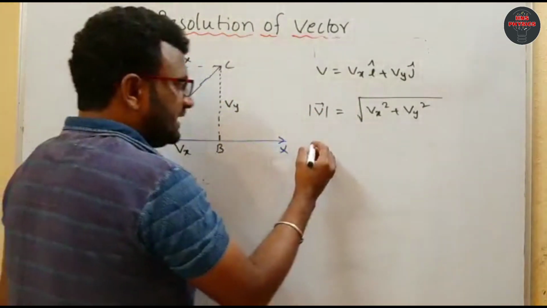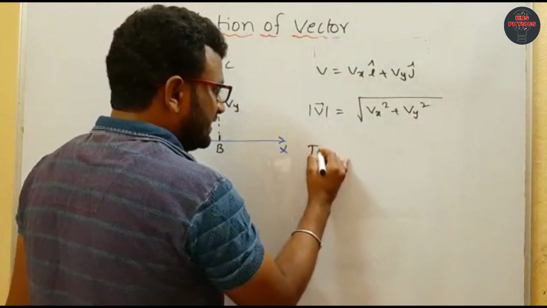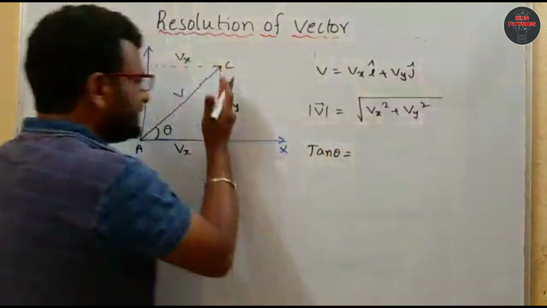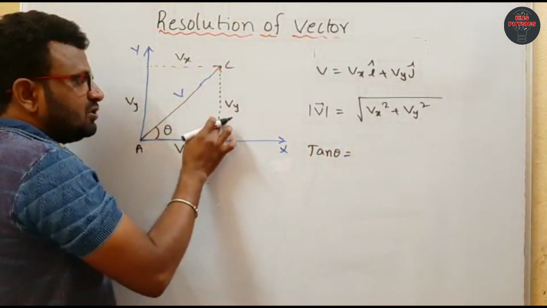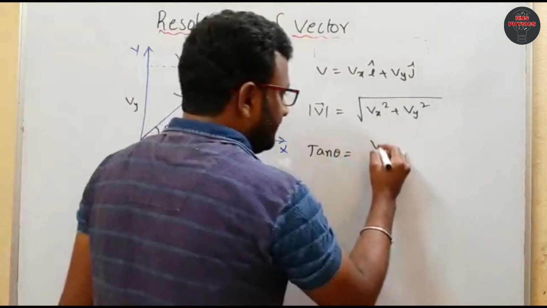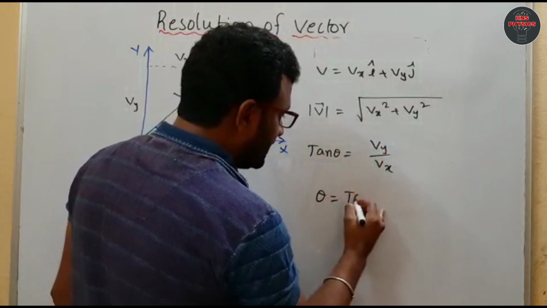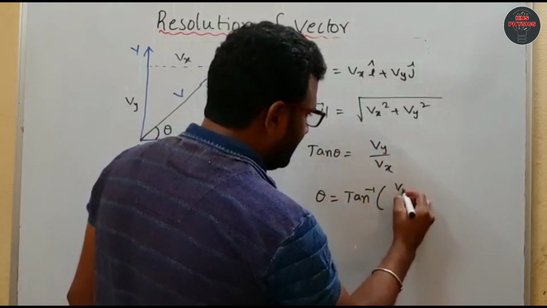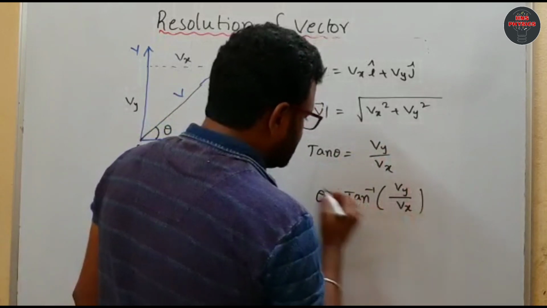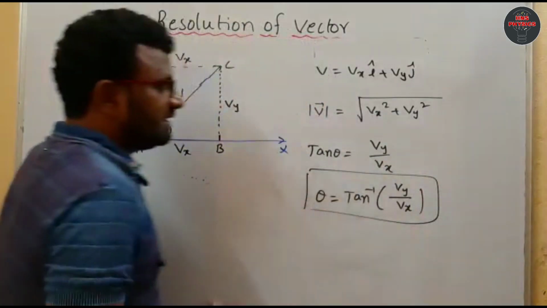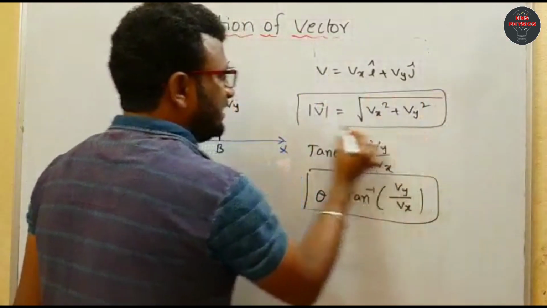How can we write the direction of the vector? You can take the slope, right? So tan theta is equal to opposite side by adjacent side, that is Vy by Vx. From here theta is equal to tan inverse of Vy by Vx. So this is the direction of the vector and this is the magnitude of the vector.